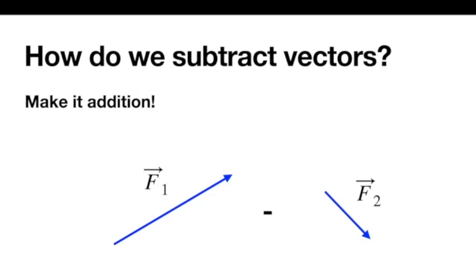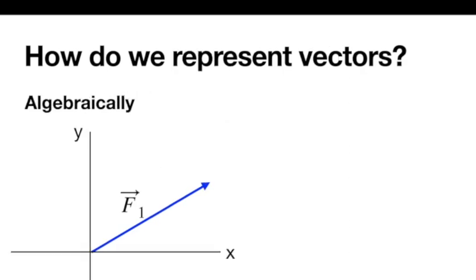To subtract them, we just make an addition is the easiest way. So F1 minus F2 is the same as F1 plus negative F2. Negative F2 is just F2 facing the other way, and then we can add them the same way that we normally would. So this is all great for graphical addition. It's good to check our work, and it's the foundation for what we're going to do algebraically.